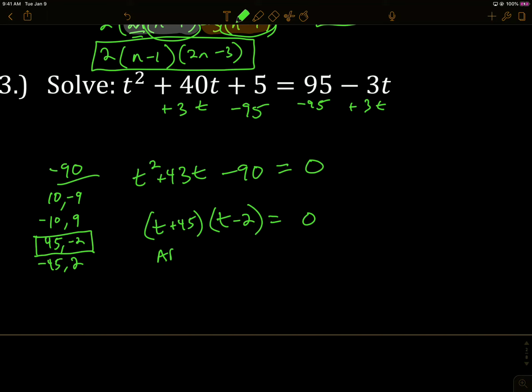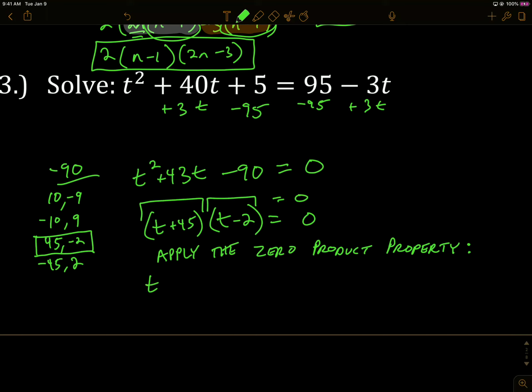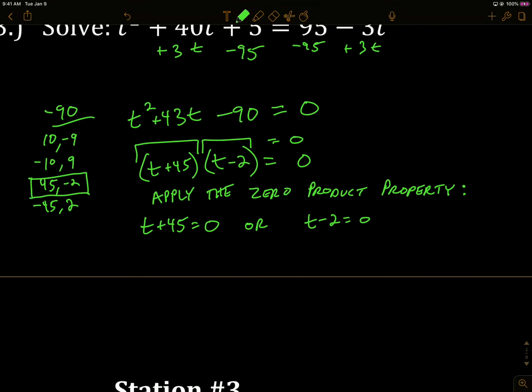Now I can apply the zero product property once I have it set up to do so. The zero product property says that if I have a product, two things times each other, equaling zero, then if either one is zero, so if this part of the product is zero, or if this part of the product is zero, then those will be my solutions. So I solve each one of these, I get t equals negative 45, I get t equals 2, and those are my two solutions. That's station number 2.